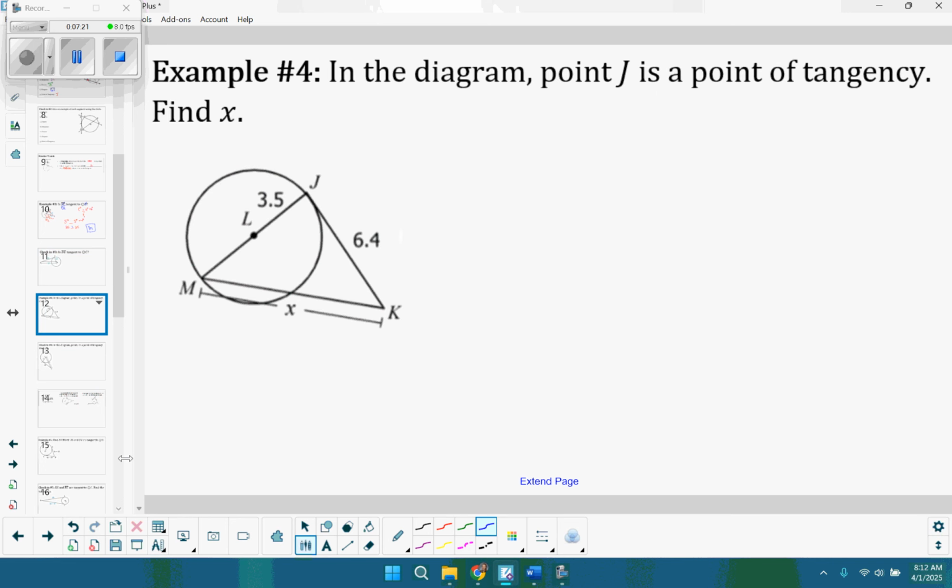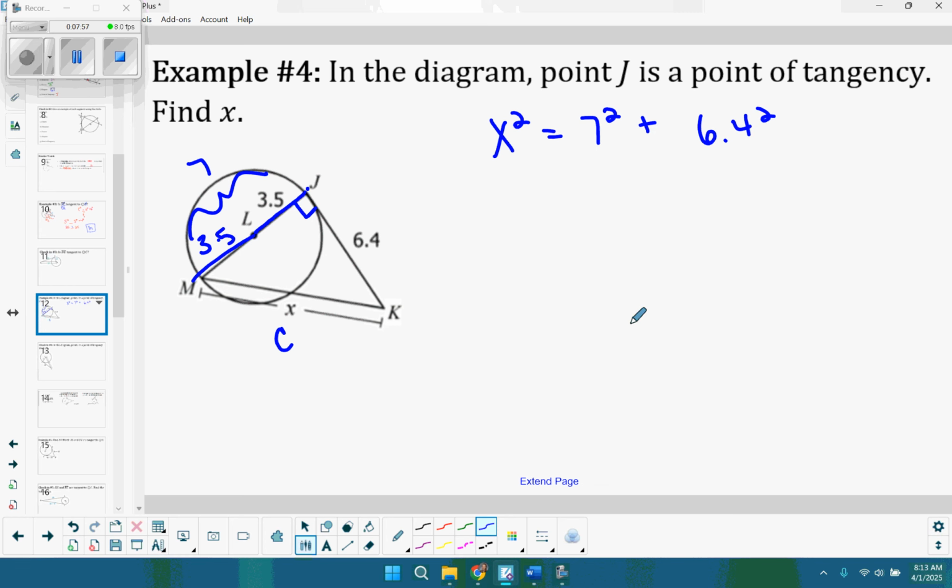Example 4. So in the diagram, point J is a point of tangency, which means there is a right angle at J. We want to find x. So we'll just do the Pythagorean theorem. This side is my c. These are a and b. But once again, this is a little tricky. 3.5 is only this much, which was a radius. This is also a radius, so that's another 3.5, meaning this whole side is really 7. So we're going to do x squared equals 7 squared plus 6.4 squared.